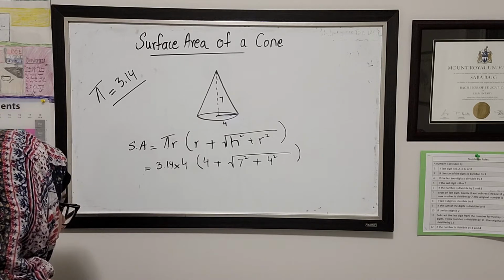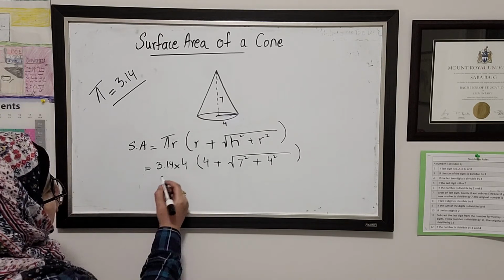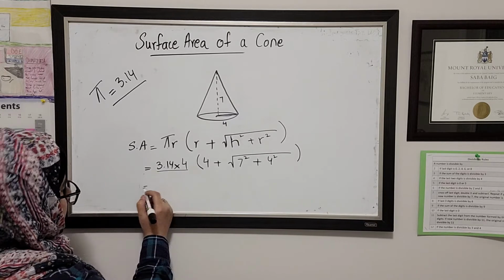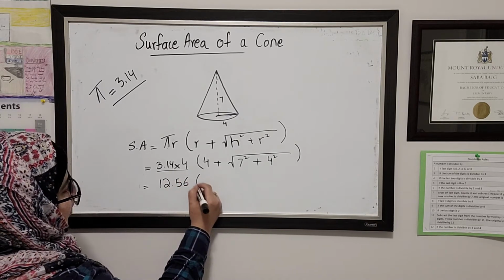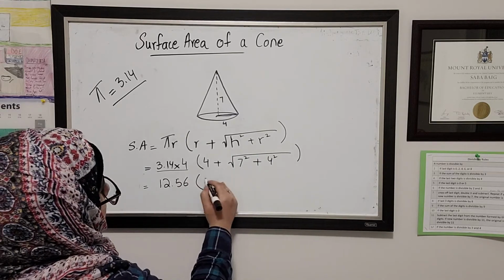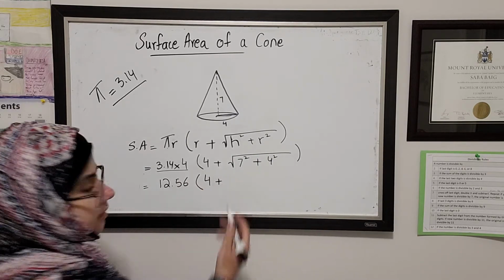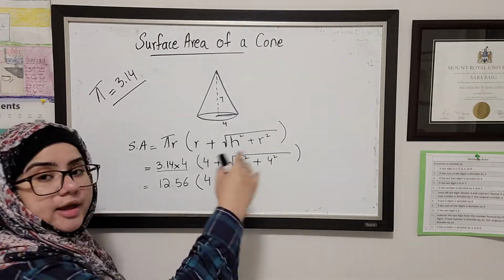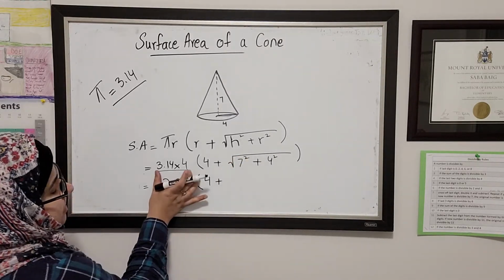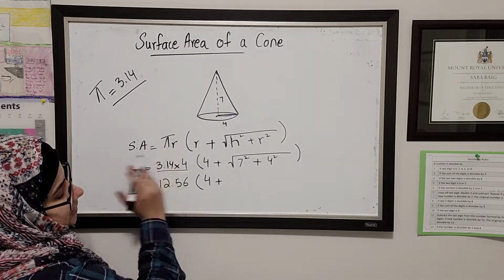4 times 3.14, that's going to give me 12.56. So I'm going to get 12.56 bracket. Now 4, I'm going to keep 4 as is because it's addition. Remember, in BADMAS, addition is later. First, we have to solve our exponent and the bracket. But I'm solving this together because it's separate. We can still do that.